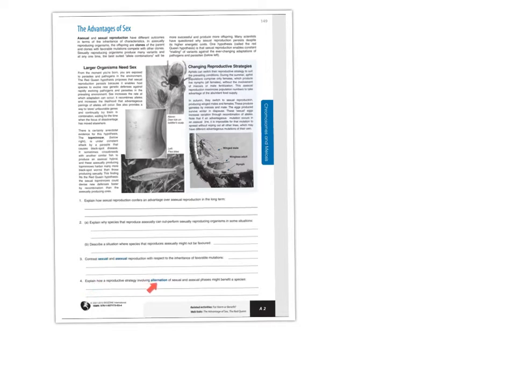Explain how a reproductive strategy involving alternation of sexual and asexual phases might benefit a species. So think about why a species might go from being sexual, in other words, producing gametes, halving the DNA, recombining them, and then combining the gametes into a new organism, to asexual reproduction, switching from one to the other. Some plants do it. Look here at aphids and look at what they're doing. What's their advantage? Why would they do that? I don't want to tell you the answer.